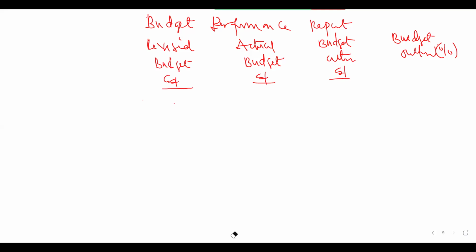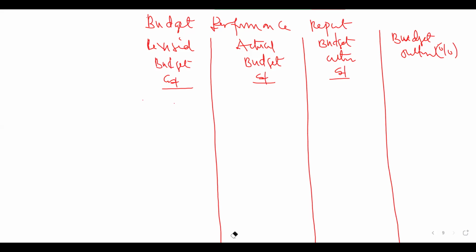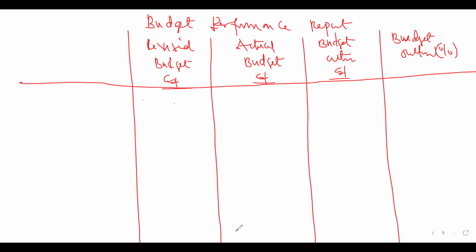Okay, so let's do it in tabular form. Let's go to our items. You have your revenue items. Let me just put the revenue at the top here. So let's go to the revenue items.